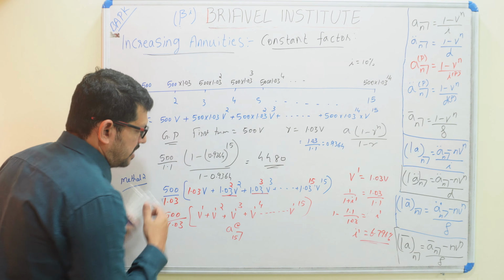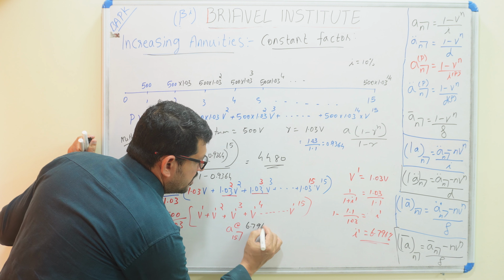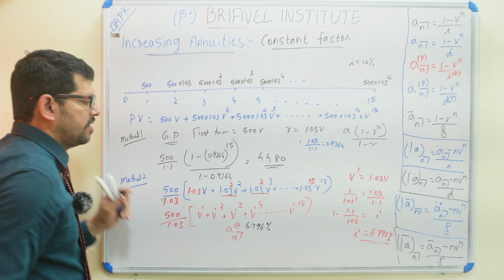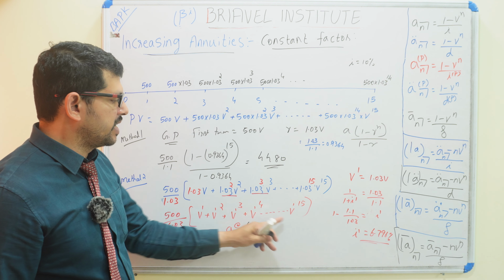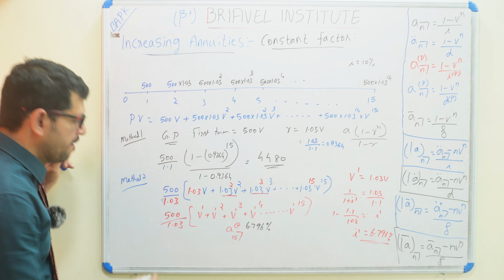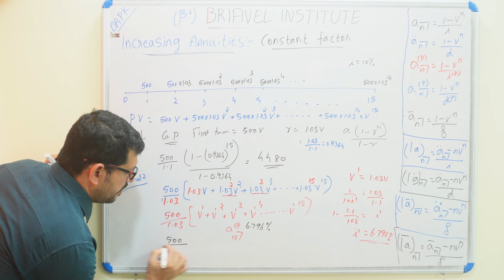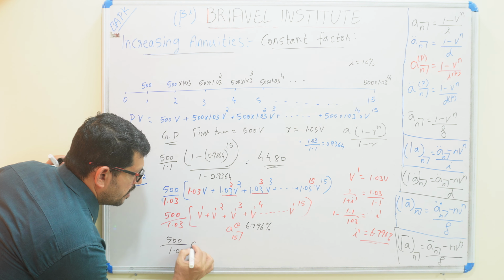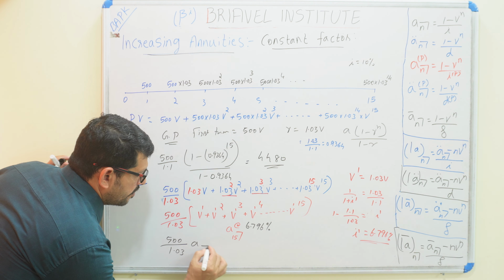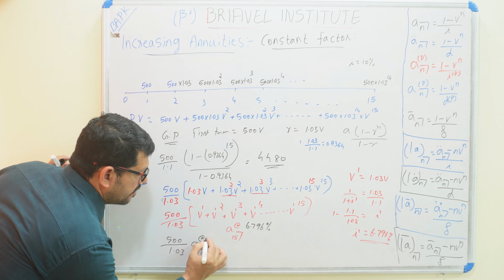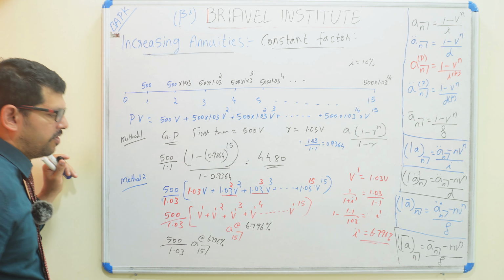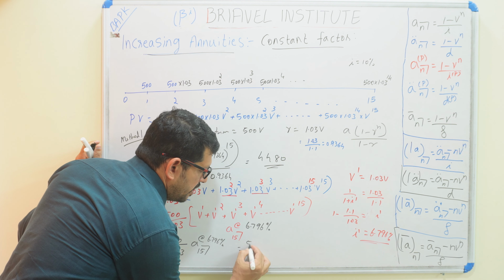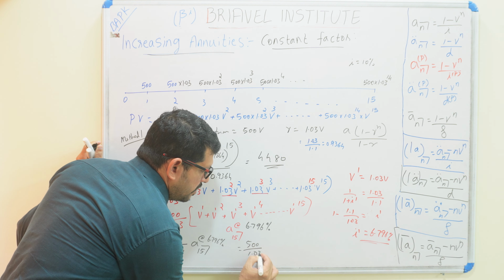This is at the rate of 6.796 percentage. A15, this one we can write as A15 at the rate of 6.796 percentage. So it is 500 divided by 1.03. We have to use that formula only, so we will get 500 divided by 1.03.